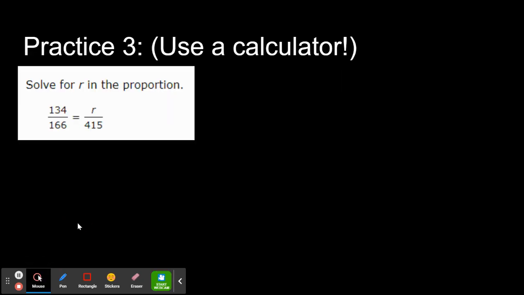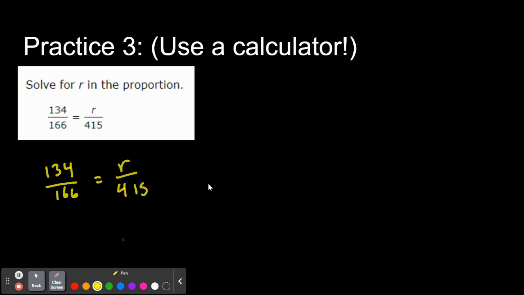Go ahead and try. Oh, those are big numbers. Use a calculator, please! All right, so to solve this, we're going to multiply both sides by 415. 134 divided by 166 is equal to r over 415. We're going to multiply both sides by 415. Don't let the big numbers scare you. You've got a calculator. You've got old trusty Rusty right there next to you. These are going to reduce down. That leaves me with r. And I'll use old trusty Rusty this time.